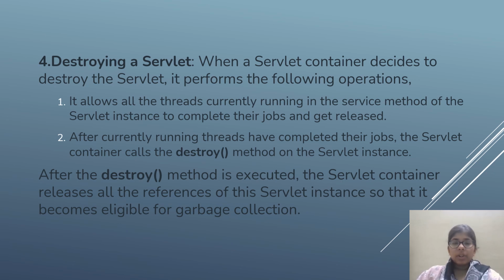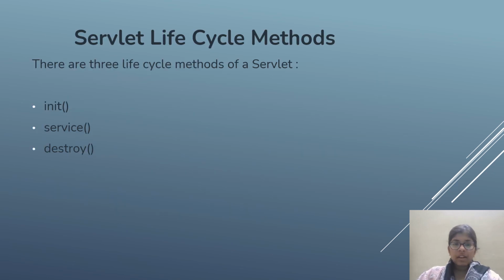Destroying a servlet. When a servlet container decides to destroy the servlet, it performs the following operations. It allows all the threads currently running in the service method of the servlet instance to complete their jobs and get released. After currently running threads have completed their jobs, the servlet container calls the destroy method on the servlet instance. After the destroy method is executed, the servlet container releases all the references of this servlet instance so that it becomes eligible for garbage collection.